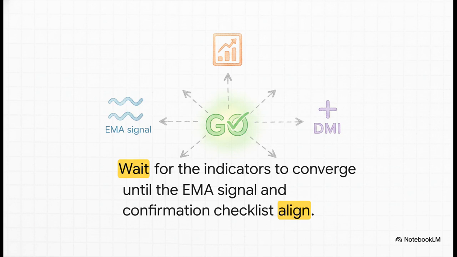Trading is a game of patience, pure and simple. We don't predict what's going to happen. We react to confirmed evidence. So, if the EMAs look great, but this checklist doesn't agree, you wait. No exceptions. This discipline is what separates the pros from the gamblers.